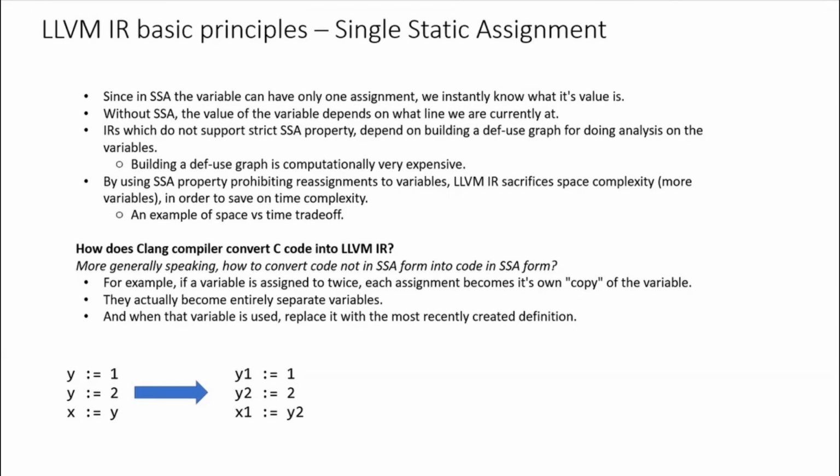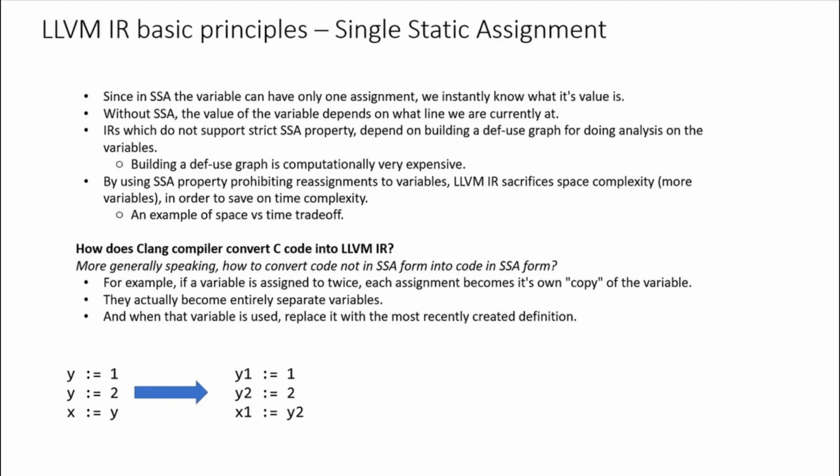So LLVM intermediate representation sacrifices space complexity, so it has more variables, in order to save on time complexity for determining data dependencies. So this is an example of a space versus time trade-off, which is very common in computer science.